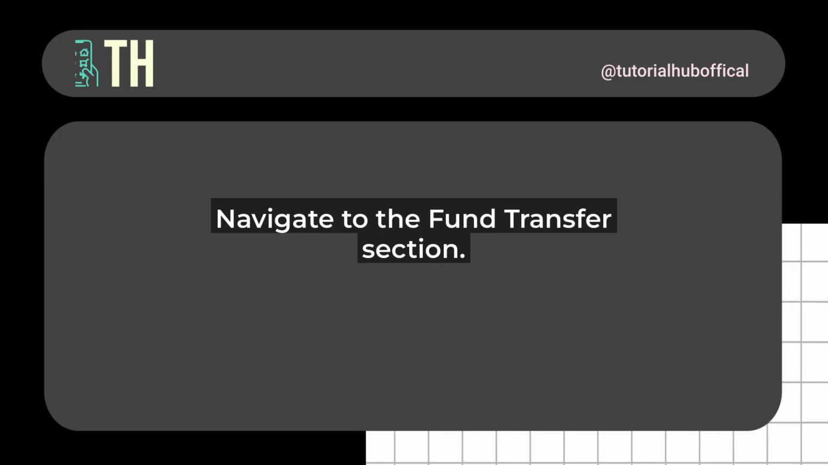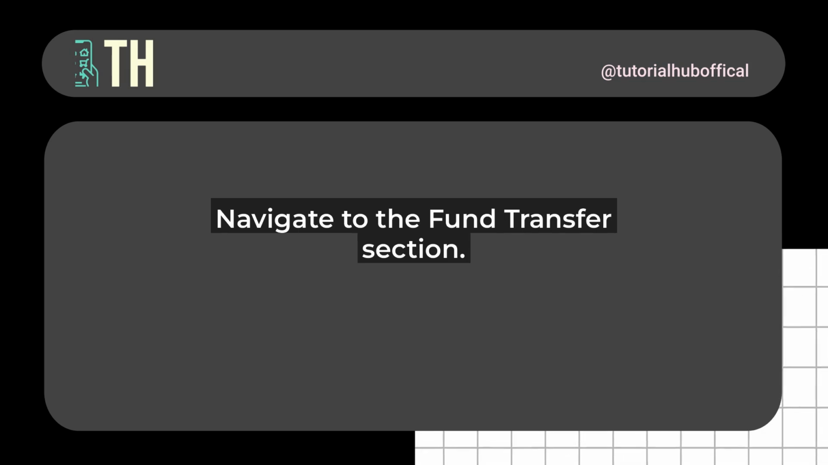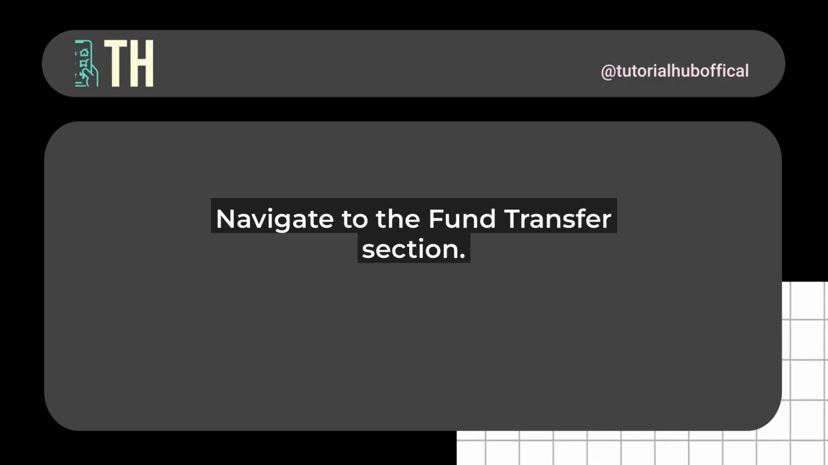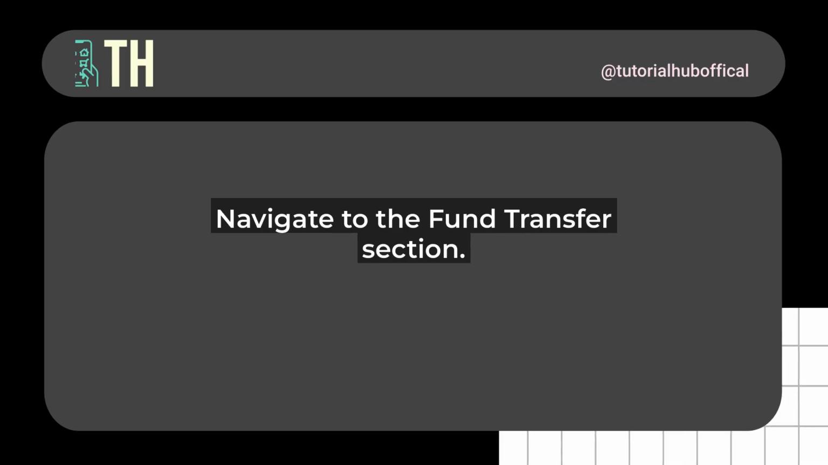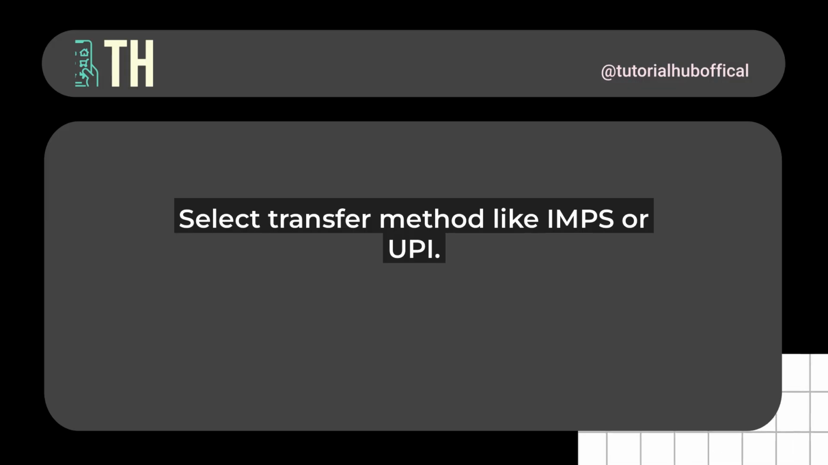After logging in, navigate to the Fund Transfer section, usually found on the home screen or under the Payments tab. Now, select your preferred transfer method. For instant transfers, go with IMPS or UPI. Enter the recipient's details, like their account number, IFSC code, or UPI ID, making sure everything is accurate to avoid any errors. Double-check the amount you're sending and add a reference note if needed, such as gift for birthday.